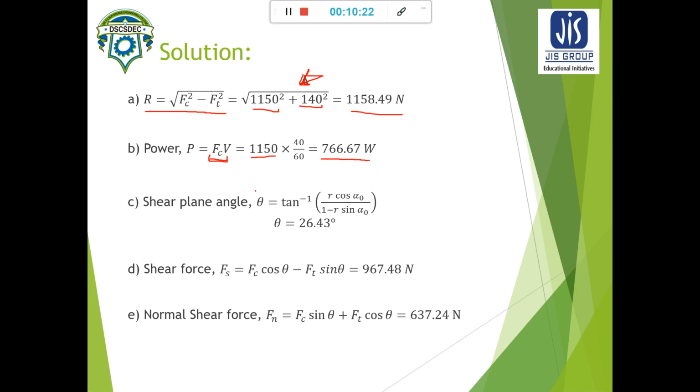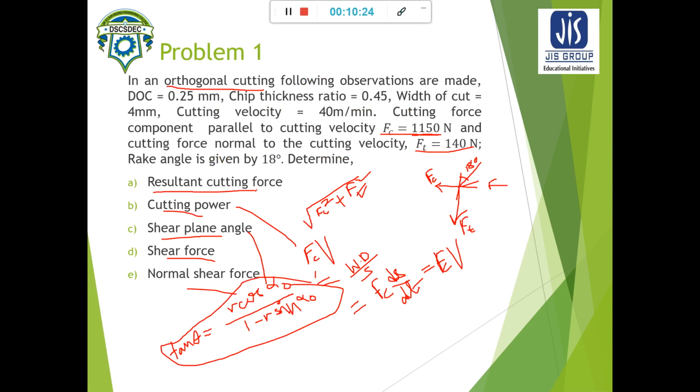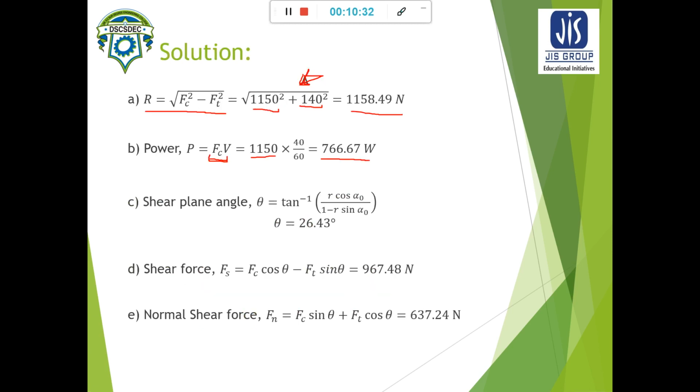Now shear plane angle. From this formula we can write tan theta is equal to r cos alpha0 by 1 minus r sin alpha0. From this formula we can write theta is equal to tan inverse of r cos alpha0 by 1 minus r sin alpha0, and theta will be given as 26.43 degree. Shear force, the formula for Fs will be Fc cos theta minus Ft sin theta. This formula is directly used from the Merchant circle formula.